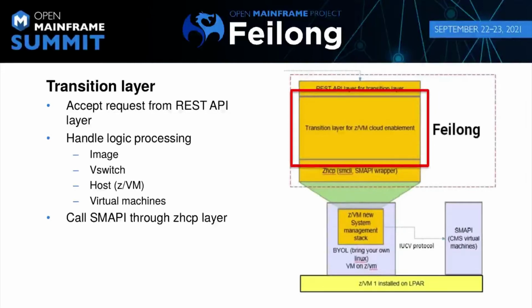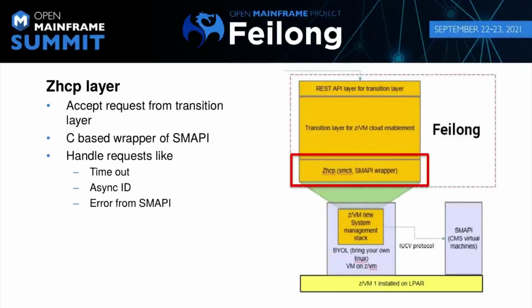The transition layer accepts the request from the REST API layer, and then it handles the logic processing. It determines what needs to be done, what image needs to be used, what vSwitch connections need to be created, what z/VM host is going to be communicated with to create a virtual machine in the previous example, and how the virtual machines are going to be created. Once the transition layer has done its job, then it will go ahead and make a call to the lower layer, the ZHCP layer, which then will interact with SMAPI.